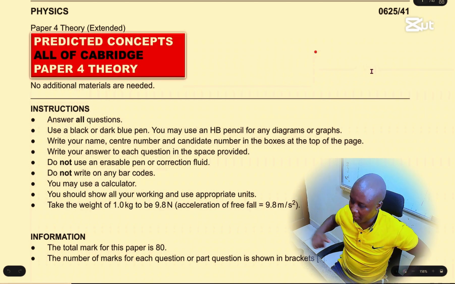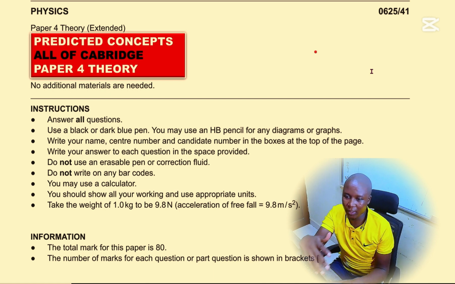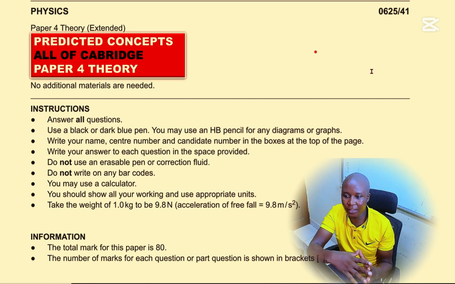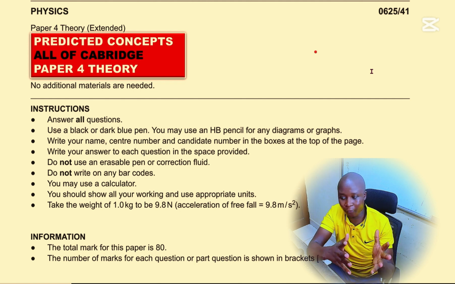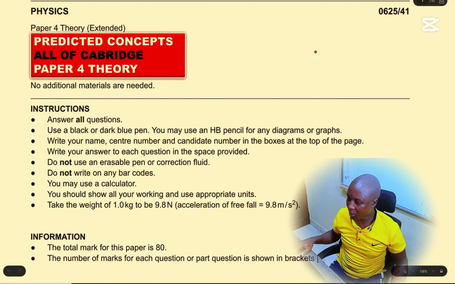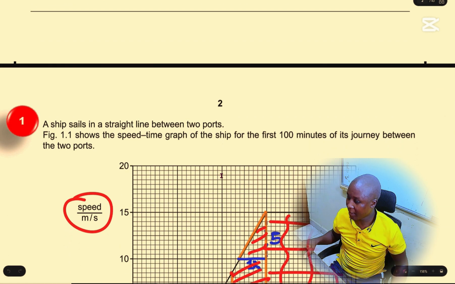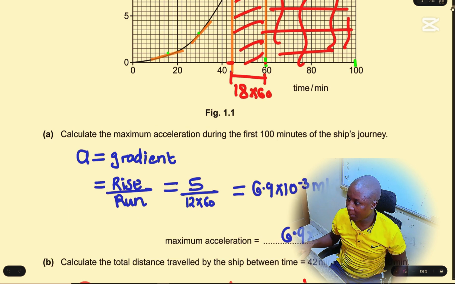Yeah, so we need to finish up this tutorial because we had started looking at the predicted concepts for IGCSE Cambridge Physics Paper 4. So we have worked out part 1, we have worked out part 2, and this becomes the final part of this prediction. So I'll take you straight to that section where we are supposed to pick from.